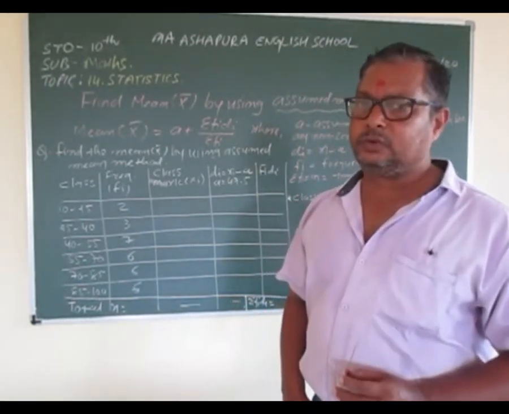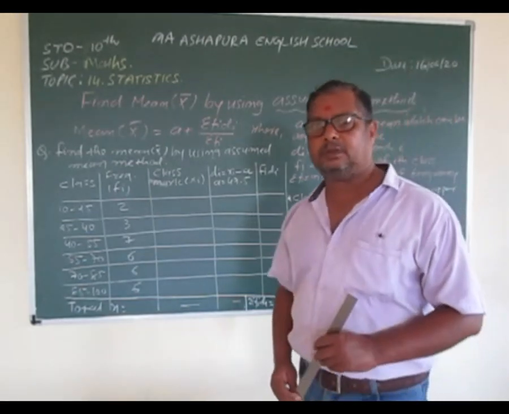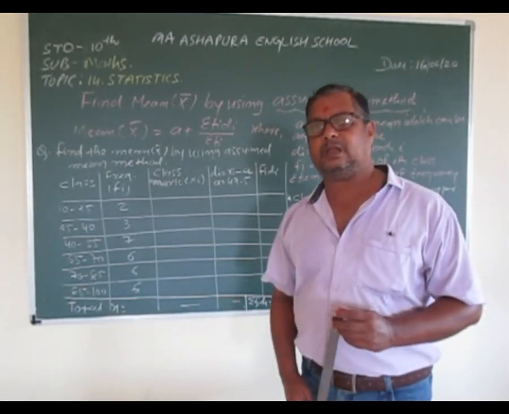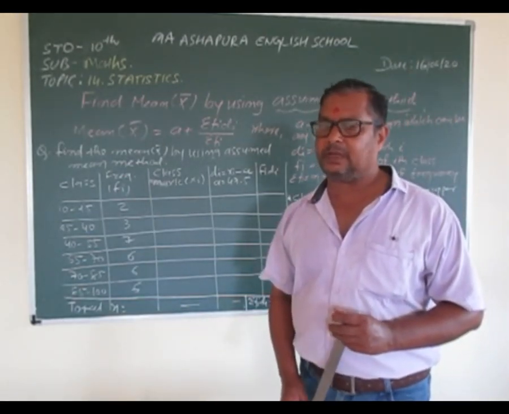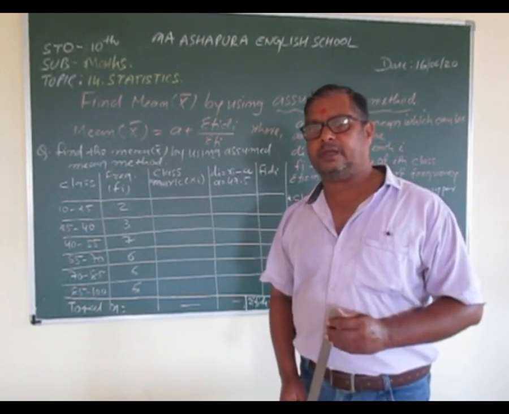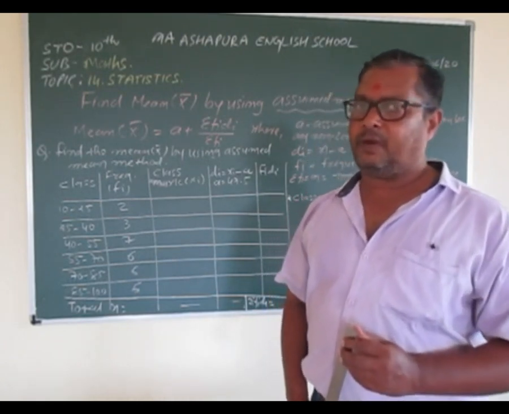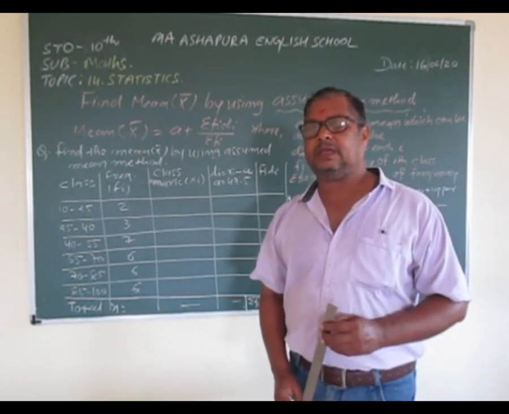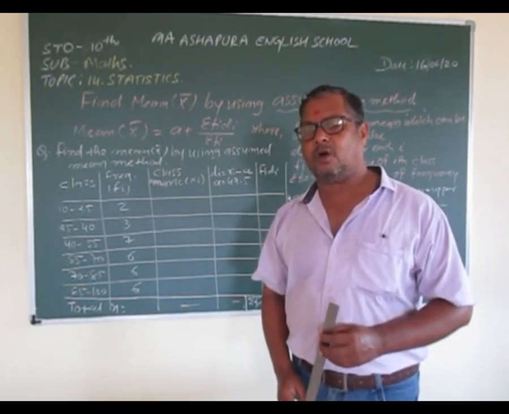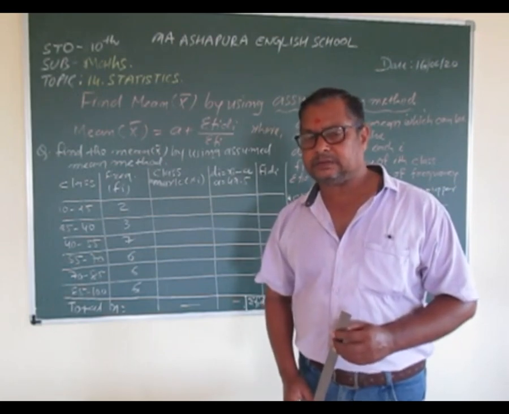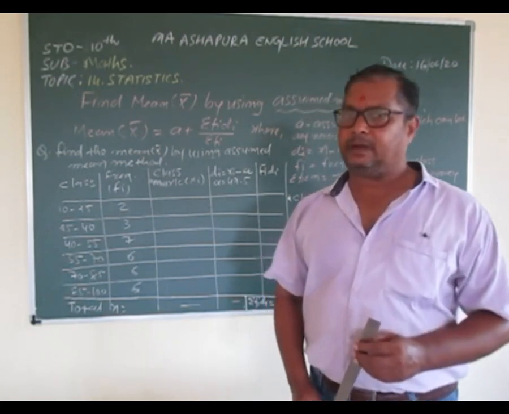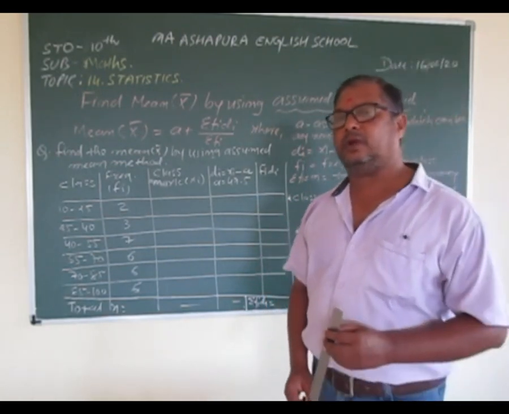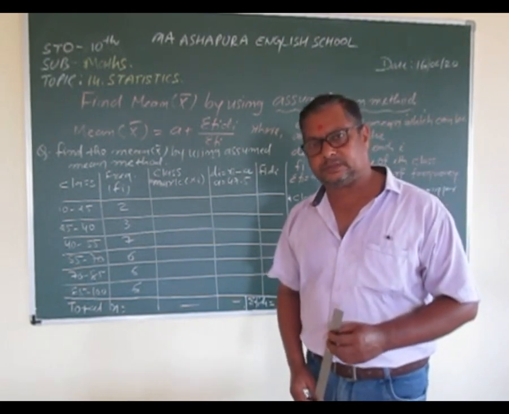If we want to find the mean by the direct method, we can use the formula x bar is equal to sigma fi xi divided by sigma fi or n, where fi is called the frequency of the ith class, xi is called the class mark of the ith class, and n or sigma fi is known as the total number of frequencies.